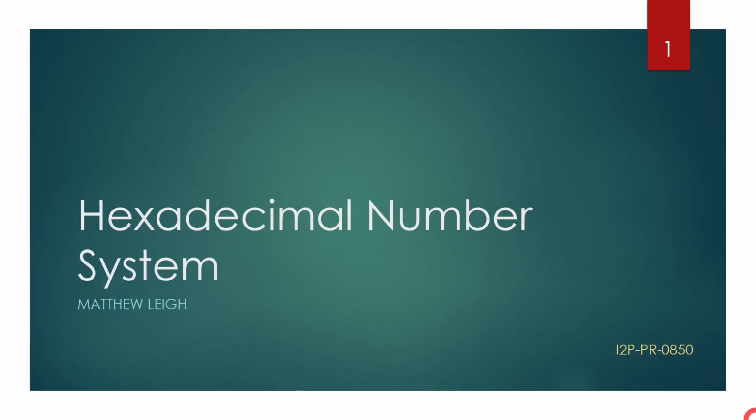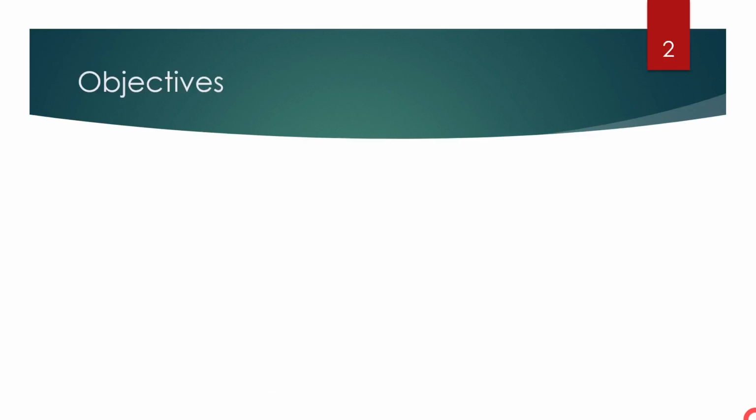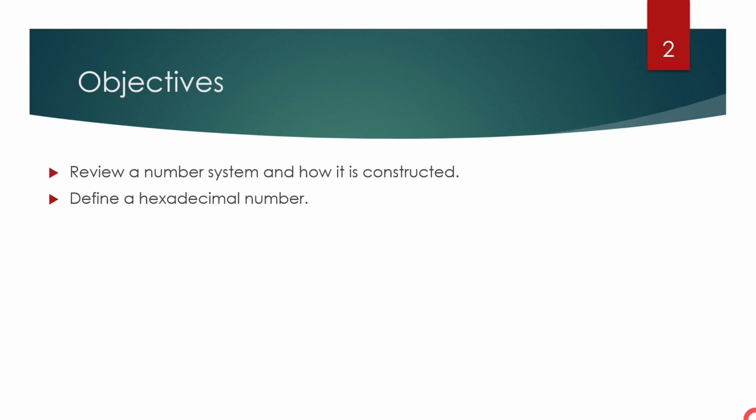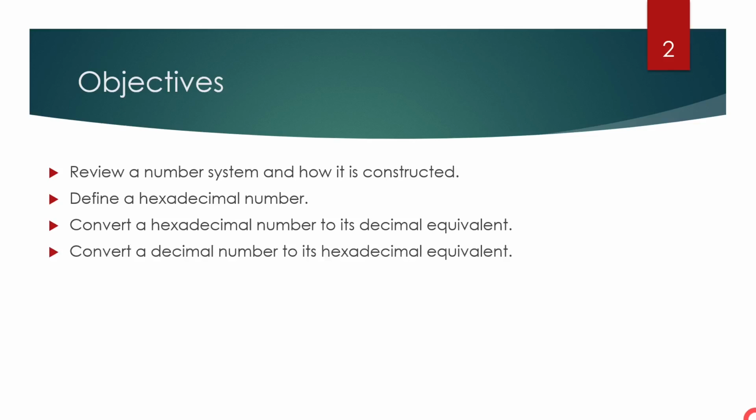Okay, now we're going to examine the hexadecimal number system. In this lesson, we have some objectives. First, we want to be able to review the number system and how it is constructed. Next, we want to define a hexadecimal number. Then we want to be able to convert that hexadecimal number to its decimal equivalent. And we want to be able to convert the decimal number to its hexadecimal equivalent.